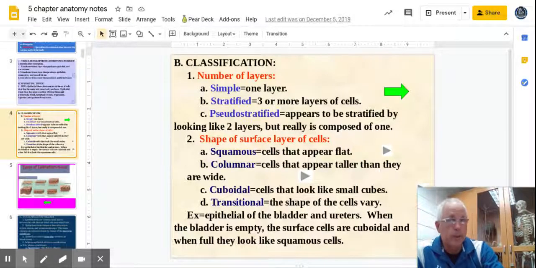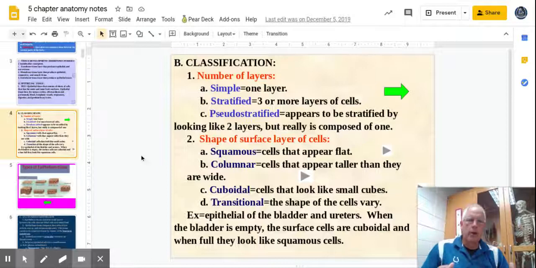The really odd one is pseudo, because pseudo gives you a false look to it. And we'll talk about that, especially in the bladder. You see that a lot, okay? So that's all that means, pretty simple. One layer, three layers, or a fake that looks like two, but really is more than that. Those are the only choices you got, okay?